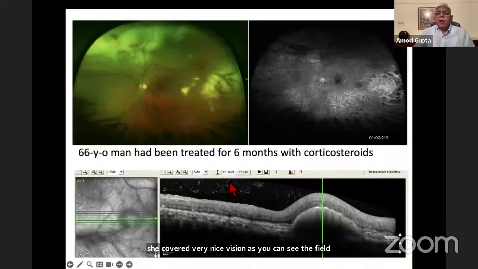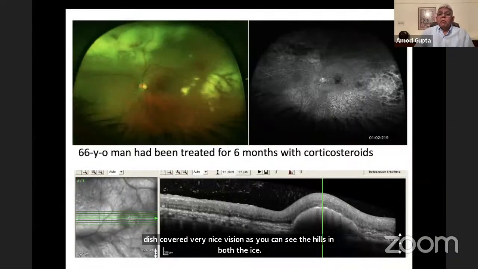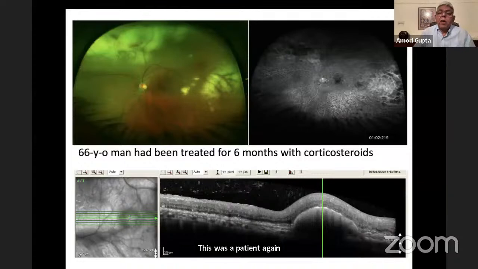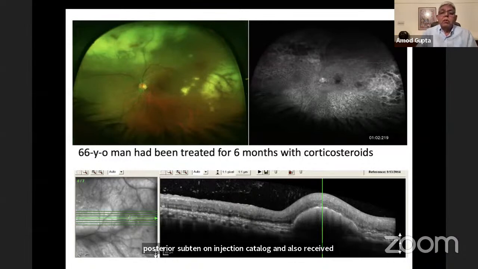This was a patient again who posed a major challenge, a 66-year-old man. He had actually been treated for 6 months or more with high doses of oral corticosteroids, posterior subtenon injection of Kenalog, and also received intravitreal Kenalog in the past without any resolution of these lesions.